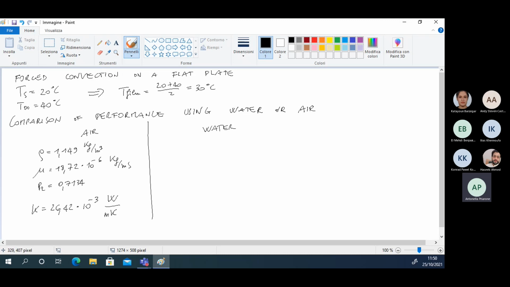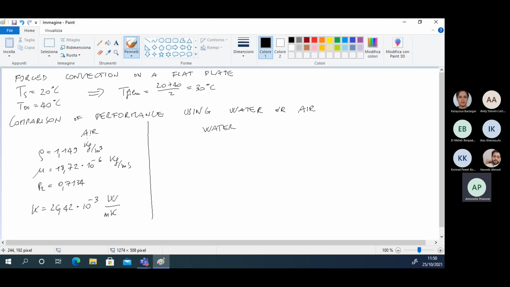Observe the very low value of the thermal conductivity of air. Air is one of the best insulators. We will see in the course of next year, on energy and building, that air is used as a sort of insulator in windows, in ventilated facades, and so on.